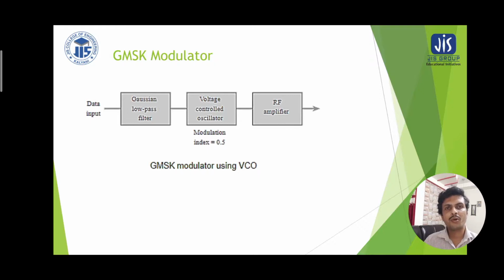Now the GMSK modulator has the initial stage of a Gaussian low pass filter. It is accepting the data, and it is a Gaussian low pass filter because the nature of the low pass filter is Gaussian. The meaning of Gaussian is that it is not an abrupt rise or abrupt fall, but a smooth rise or smooth fall.